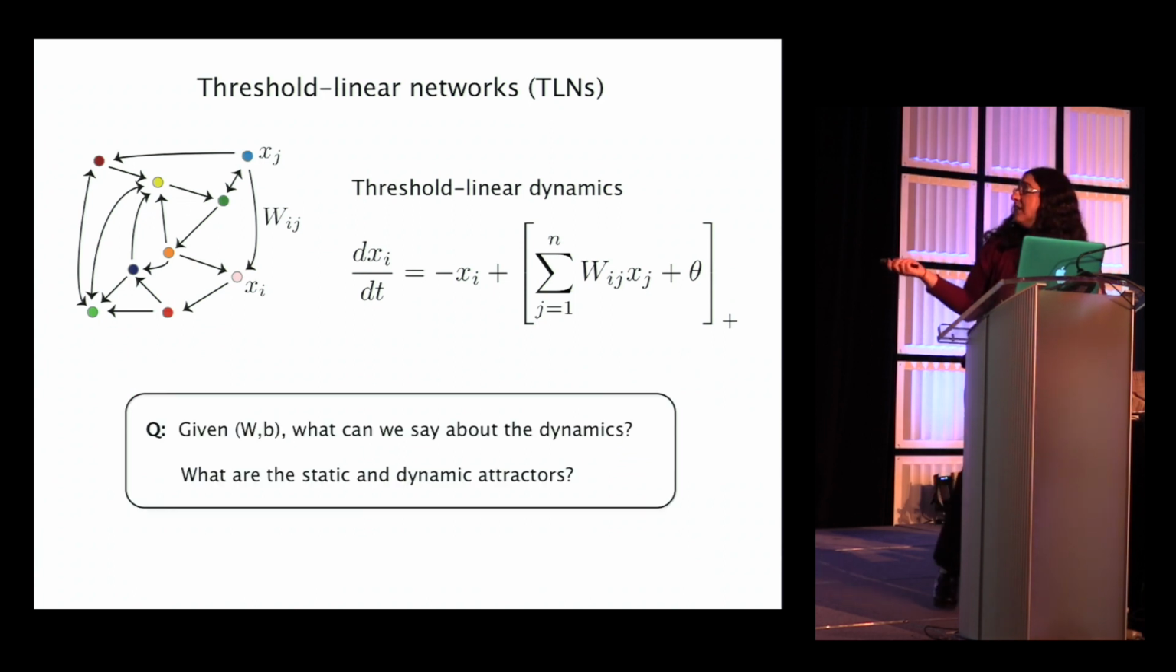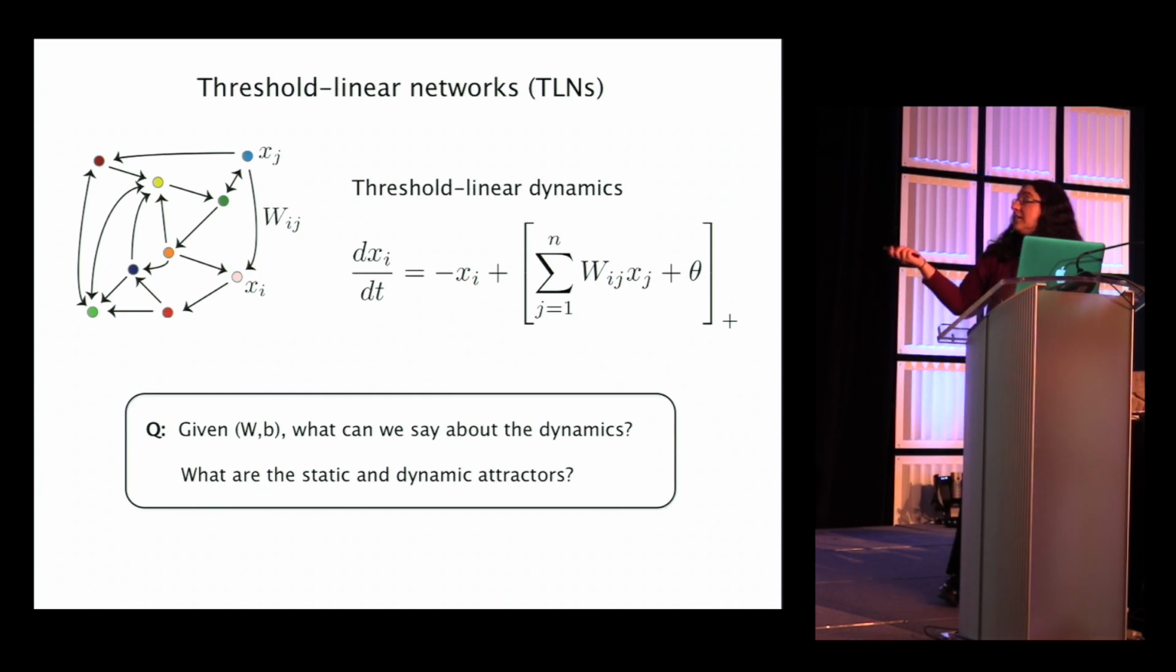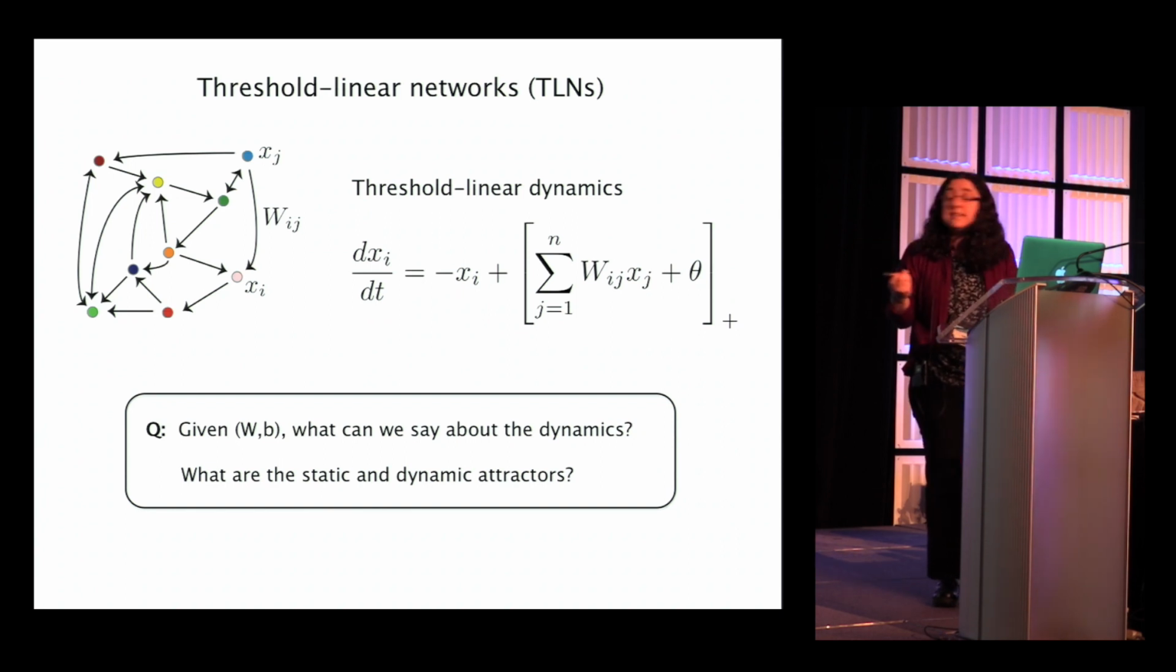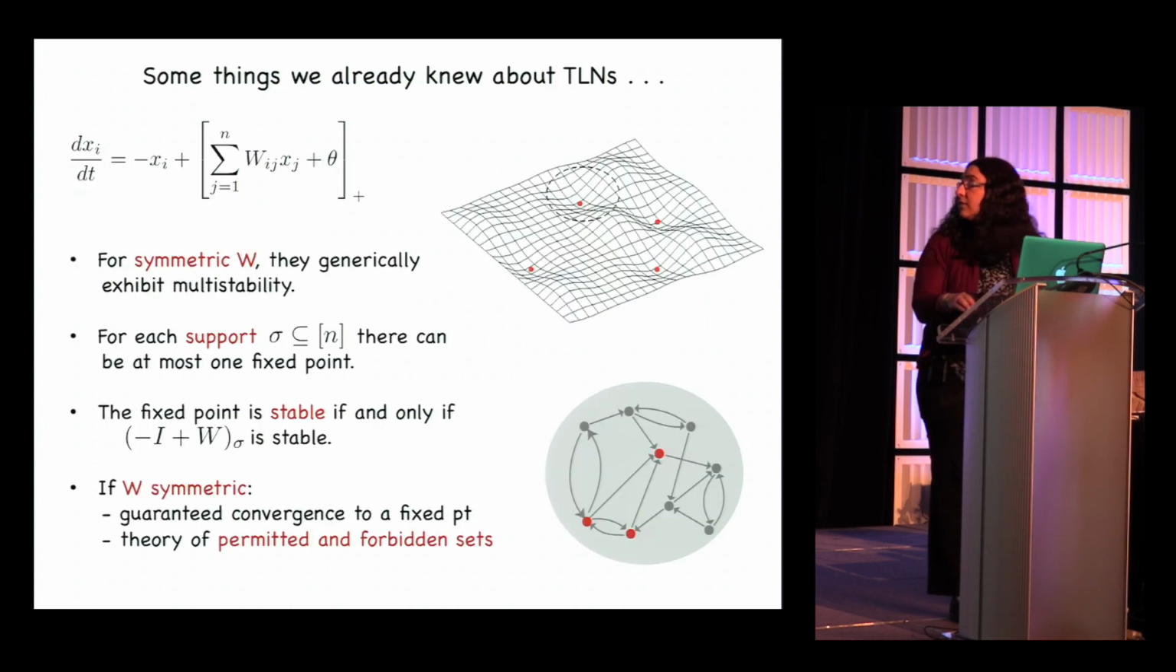And the basic question here, if you were very ambitious, is given that matrix W, and given sort of more, so I'm using a uniform theta here, but more generally a vector B of the bias here, or the external input, what can we say about the dynamics? What are the attractors? That would be kind of a very ambitious question.